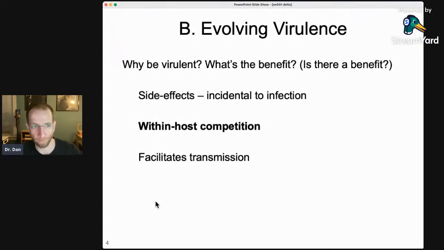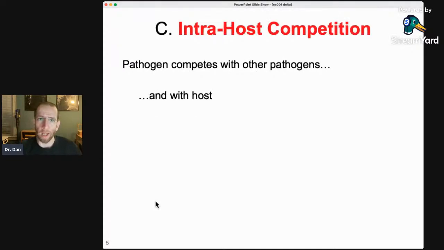that's going to drive the evolution of virulence within a population of pathogens. Okay, so let's talk about intra-host competition, which is the fancy way of saying competition within a host. Basically, a pathogen, a virus gets into a host, right? It has to compete with the other pathogens that are already infecting that host that would use the same cells as their host cells, right? So the flu or a cold virus or coronavirus, right? These things infect your nose, your lungs, right? So they're all competing for the same real estate.